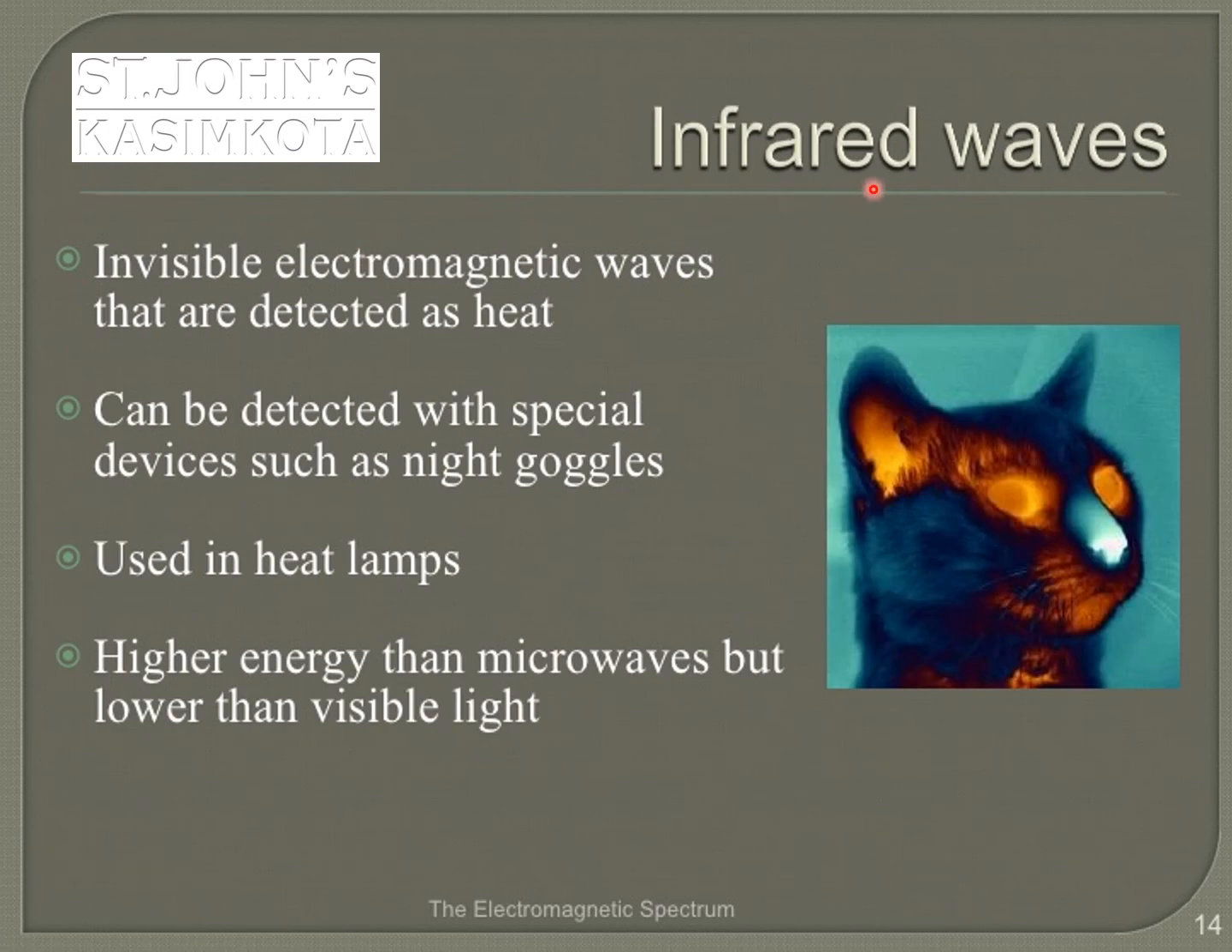Next is infrared waves, that is IR waves. These are invisible electromagnetic waves that are detected as heat. So IR rays are invisible and they are electromagnetic waves. These can be detected as heat. So all the heat radiating objects possess infrared waves. They can be detected with special devices such as night goggles. So IR waves can be detected using night goggles, that is night vision goggles, which are used to extract the image of certain places.